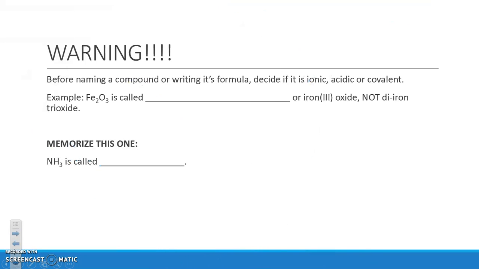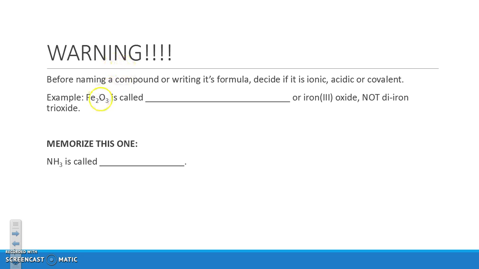All right, warning: before naming a compound, or before writing its formula, you have to determine if it is an ionic compound, if it's acidic, or if it's covalent. And the reason for that is because you name them and write the formulas differently. You have to determine that. If you try to do this without determining that first, you're probably going to get them wrong.